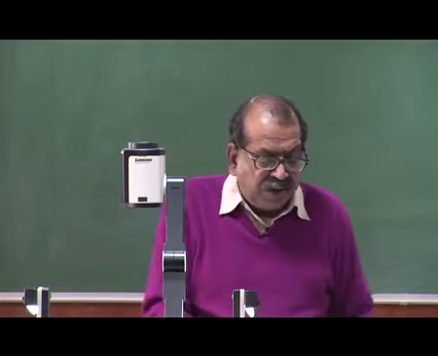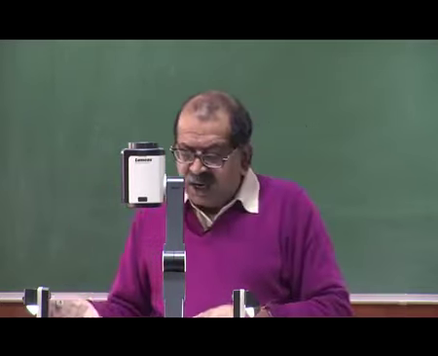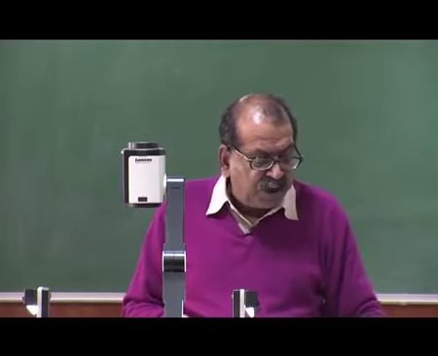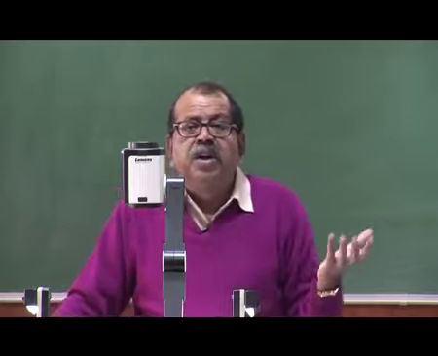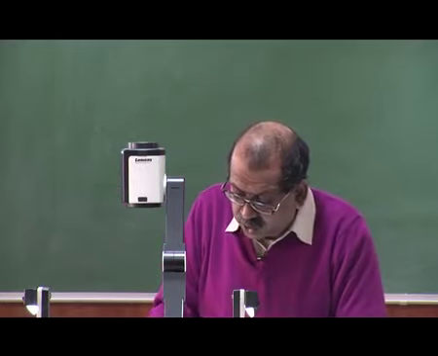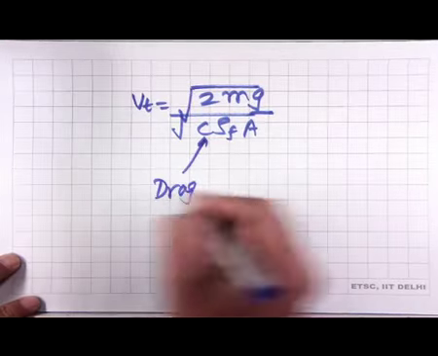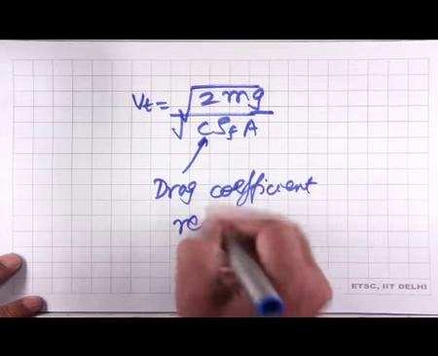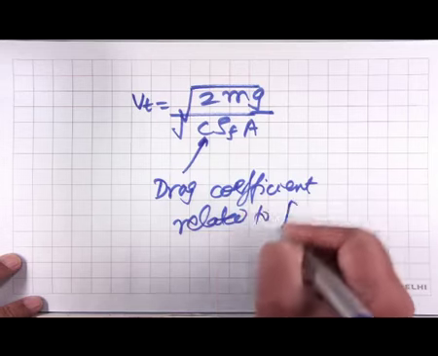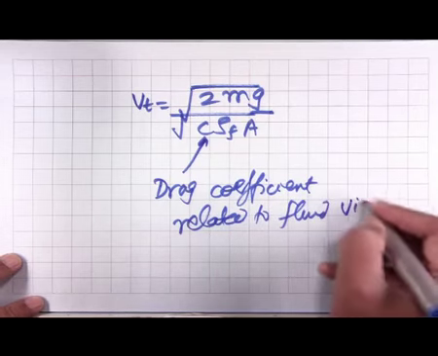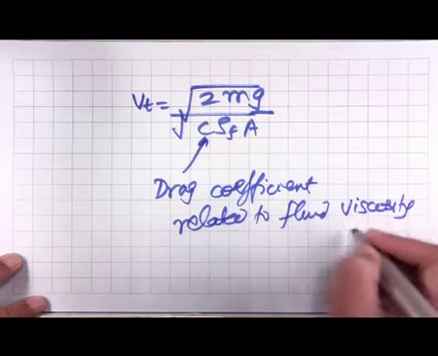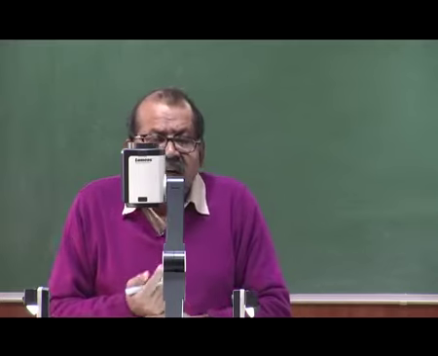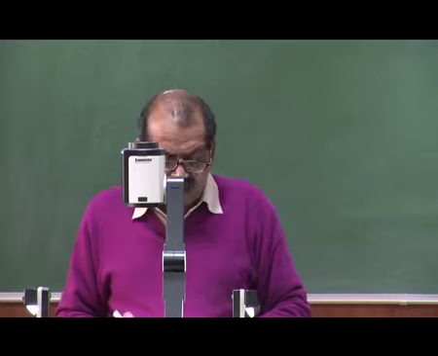Of course, it turns out when we study later the concept of viscosity, this drag coefficient C, this is what we call the drag coefficient, is related to the fluid viscosity, and the symbol typically used is eta. So, this we will talk of at a later time.